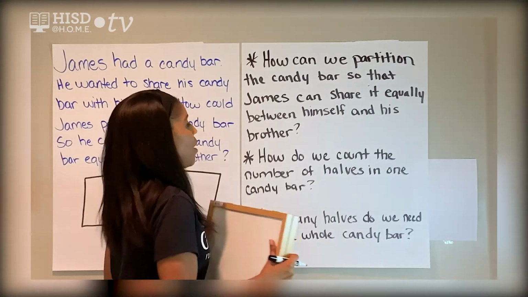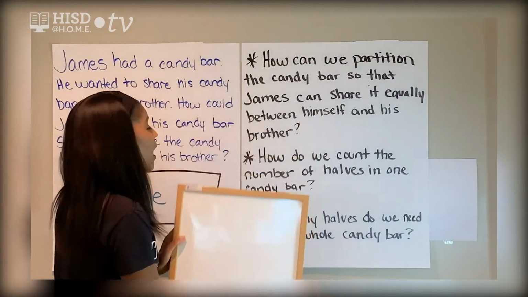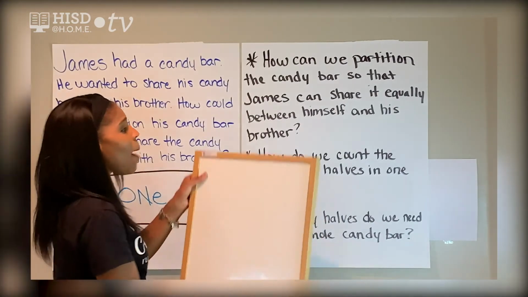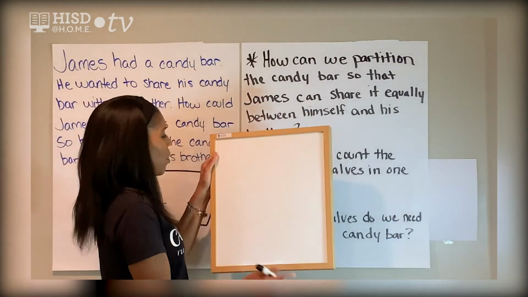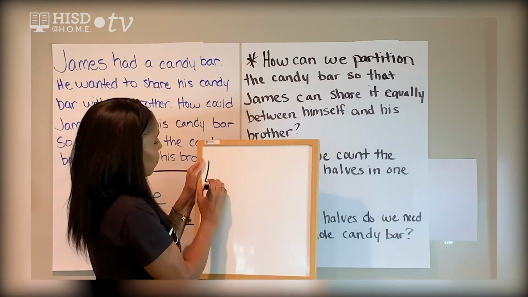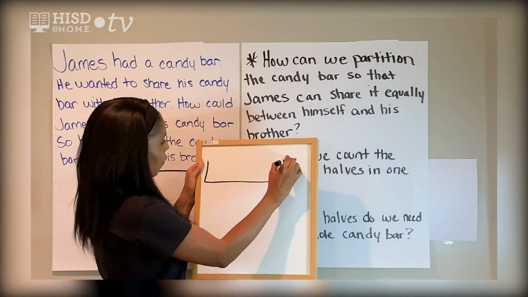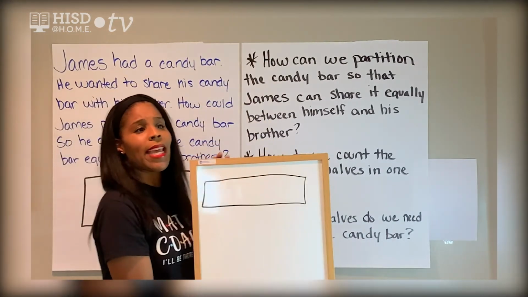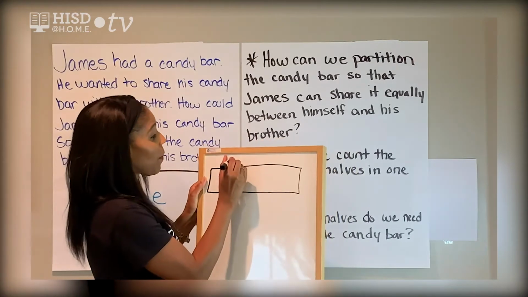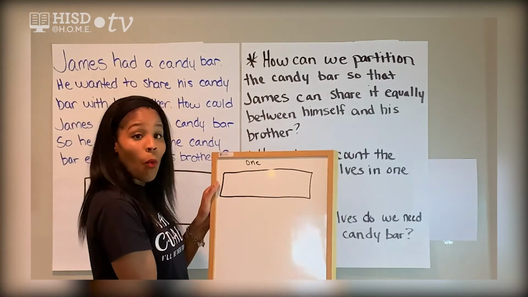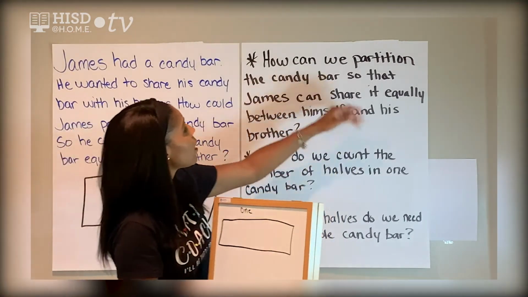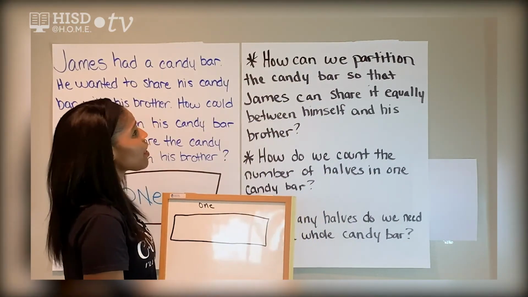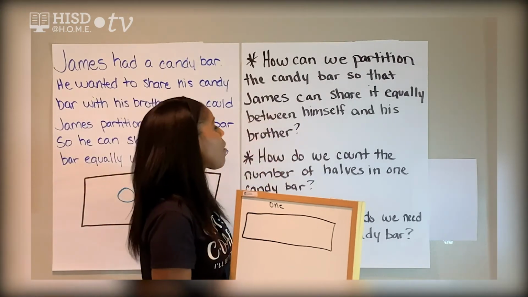So we have our dry erase board here. And I'm just going to draw the same rectangle here that I have on my piece of paper. I'm going to draw that on my dry erase. So here is James' rectangle. Here's his candy bar. Remember, it did represent one whole. But now we want to answer the question, how can we partition the candy bar so that James can share it equally between himself and his brother?